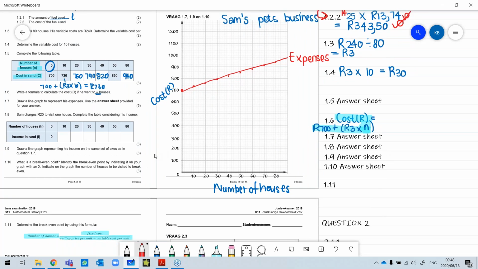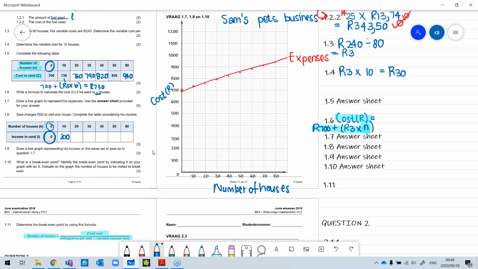1.8. Sam charges 20 rand to visit one house. Complete the table considering his income. So if he charges 20 rand per house, if he visits 0 houses, he will get 0 rand income. Now for 10 houses, it is going to be 10 houses multiplied by 20, because that is what he asks or charges per house. That gives you an answer of 200 rand.